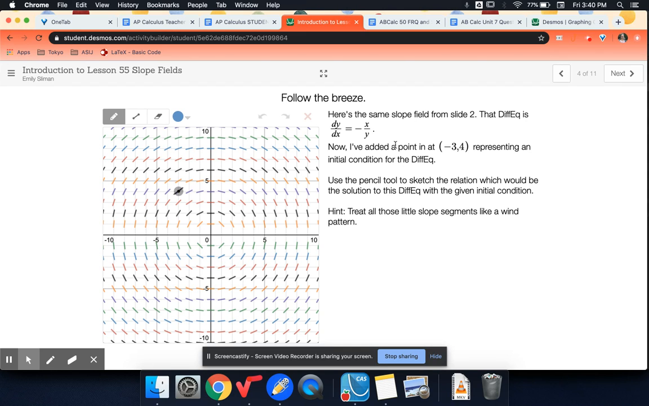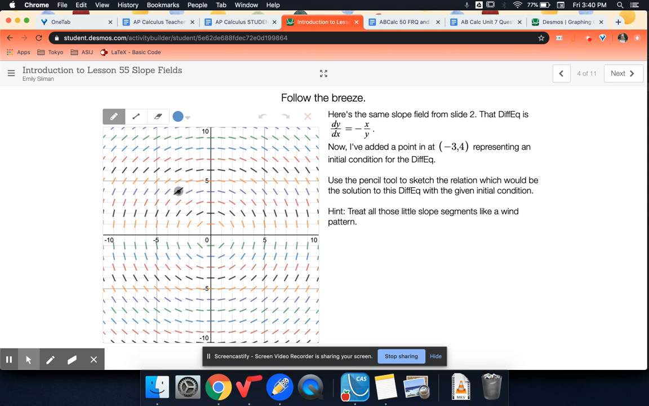All right, this was the first slope field that we saw, but now we have the point (-3, 4), which represents an initial condition. So this would help me determine what the c value is when I integrate. So again, I'm going to use my sketch tool and try to sketch the relation which matches that differential equation. So I'm going to treat all my slopes like a wind pattern. So basically, I'm going to go from this slope and try to follow it.